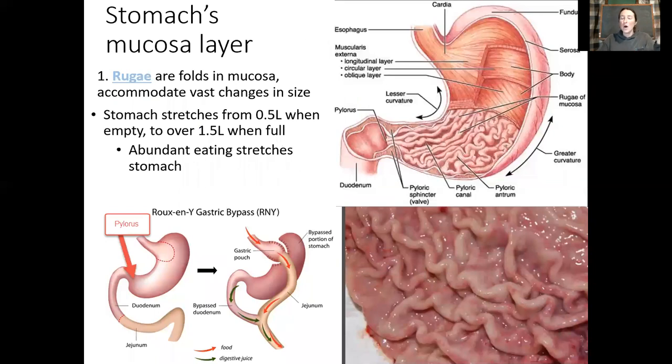The mucosa is also highly modified within the stomach. As I showed you a couple slides ago, there are these little folds or little ridges lining the stomach. These folds are called rugae.